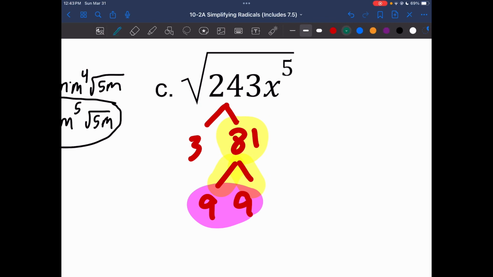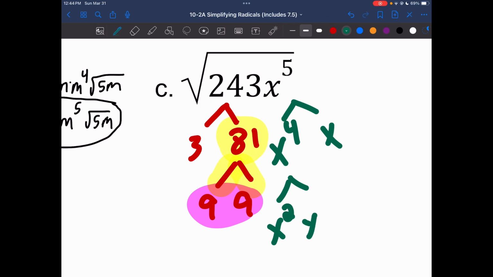If you need to list out all your factors, or if you just want to do that out of comfort, that's no problem. So x to the 5th is going to break down. We're going to take away that 1x. So we'll have x to the 4th, and x to the 4th splits into x squared times x squared. And again, we now have our pair that we can bring out.